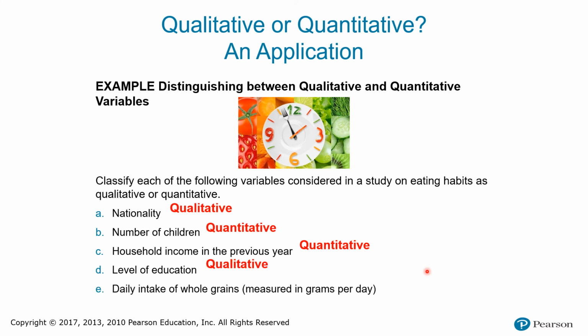And finally, daily intake of whole grains measured in grams per day. If I ate 10 grams of whole grains and you ate 20, you've eaten double the amount of whole grains as I have. So that's a meaningful number. That would make it quantitative.